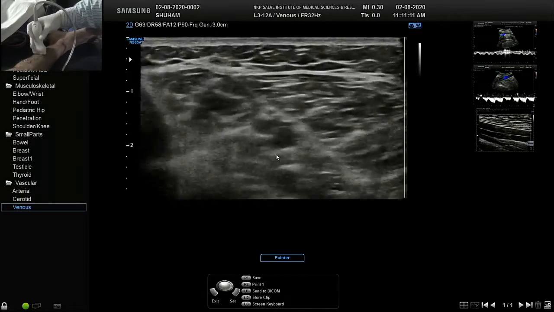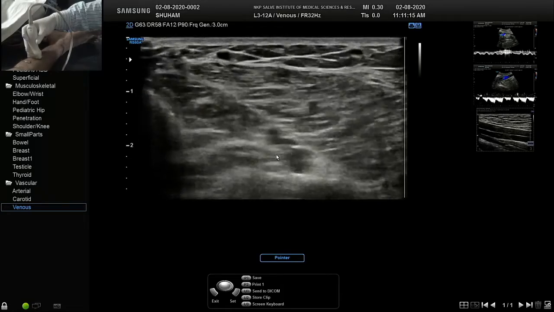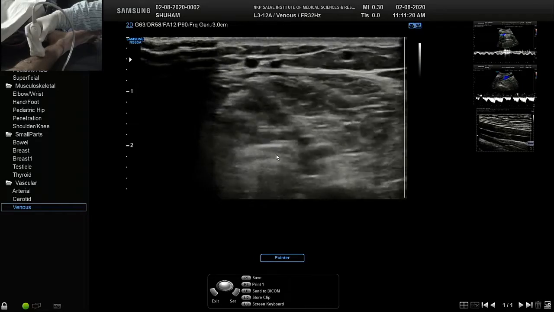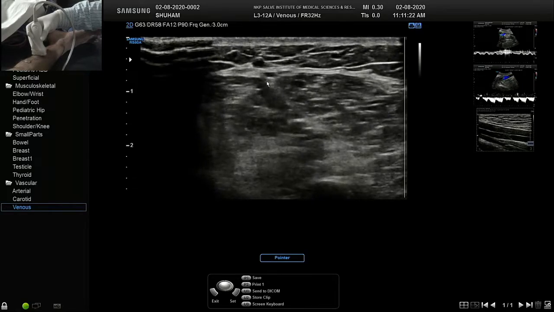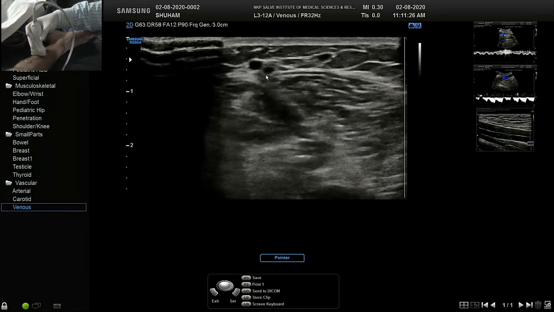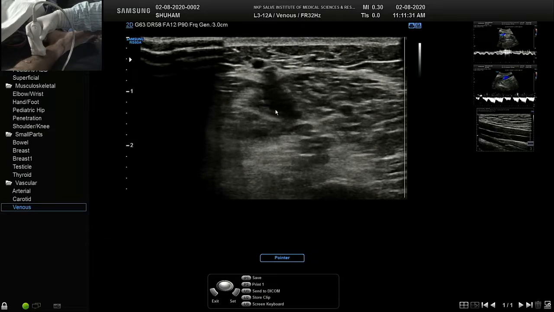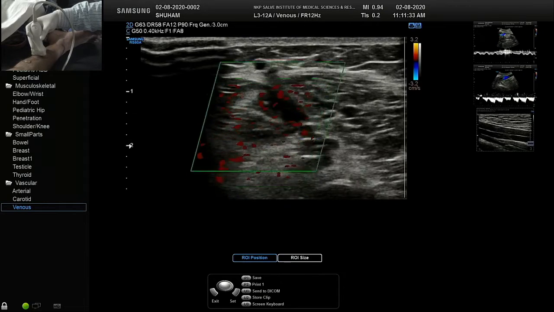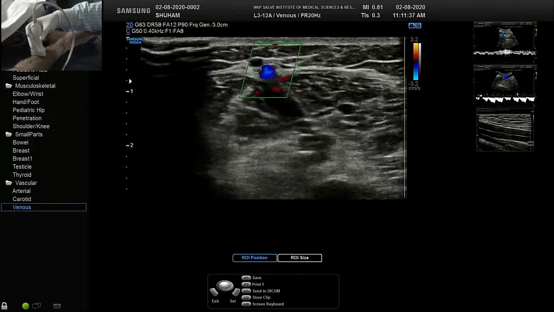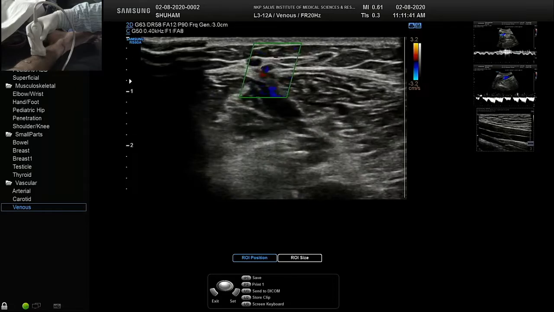We'll try to see again in a transverse plane whether we see any vessel traversing this down. So this is the fascia through which the superficial vein will come into the deep plane, and you can see this vein going, that is doing that. So this is the vein. The caliber is not much.